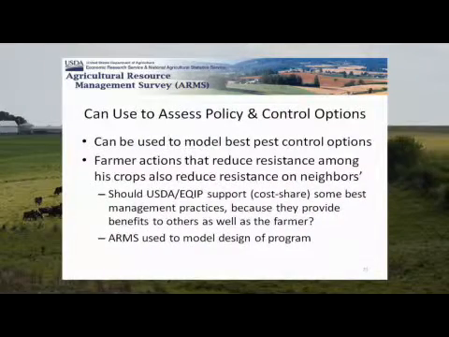In particular, we may be able to design new practices and fund new practices through the EQIP program, the Environmental Quality Incentives Program that USDA currently uses to obtain conservation goals and environmental goals on working farms. We use ARMS to model the design of that program and think about how it might be best designed to handle glyphosate resistance.